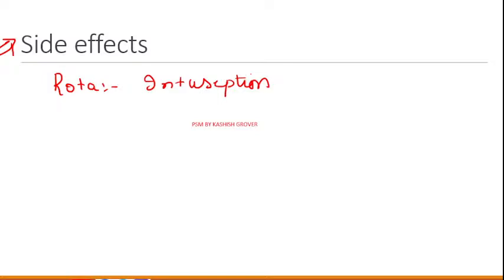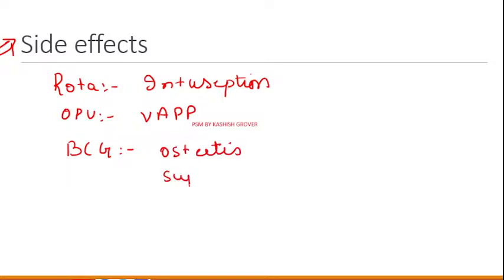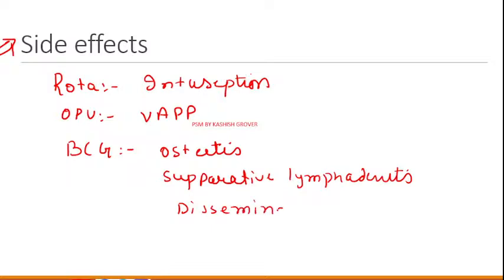Okay, now let me write. What about OPV? It is VAP. What about BCG? It is osteitis, suppurative lymphadenitis. Yes. And disseminated BCG infection.